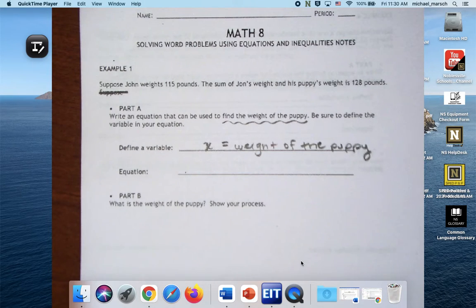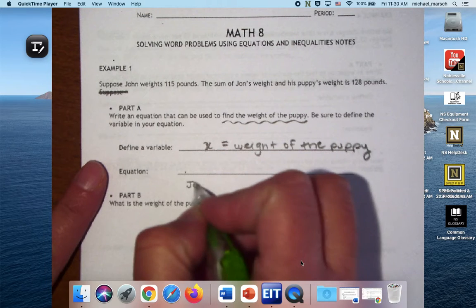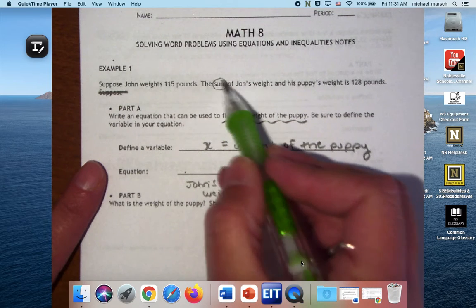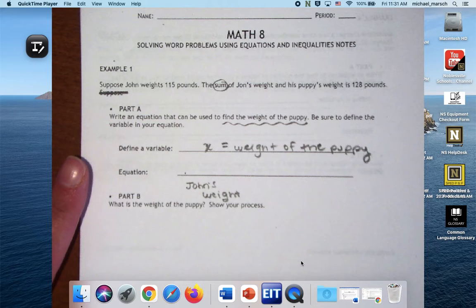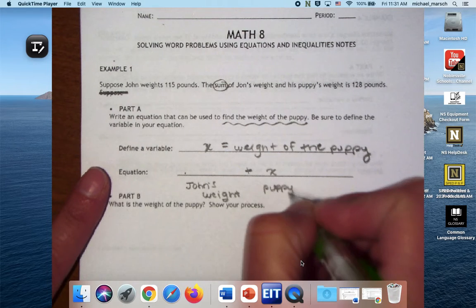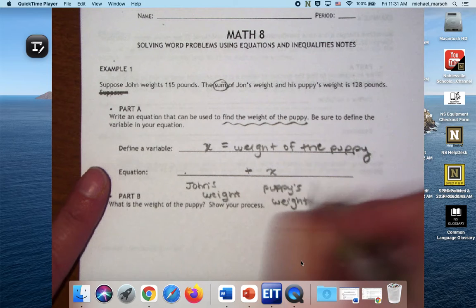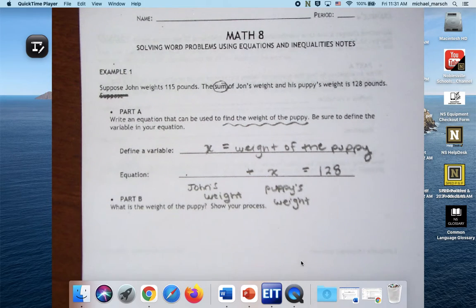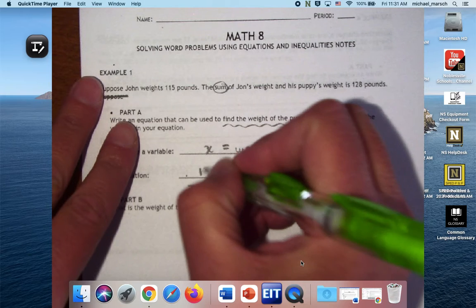Okay, so now we know in our equation what x represents. That's what we don't know. That's in any equation. X is what we don't know. So our equation is going to be John's weight. We know that it's the sum, so what operation is the sum? Adding. And x is the puppy's weight. And we know that that equals 128. So what am I going to put in there for John's weight? 115, that's what they tell us. Great.